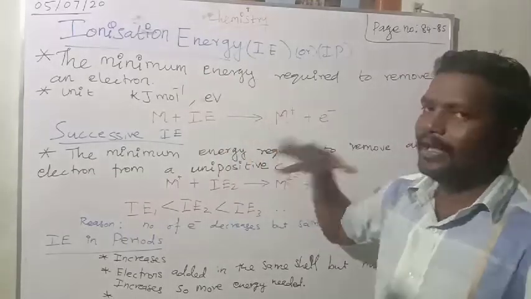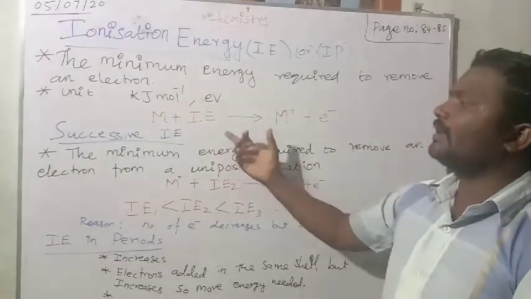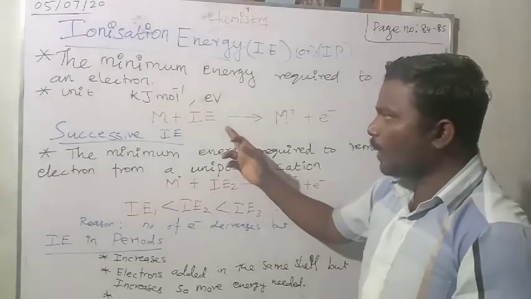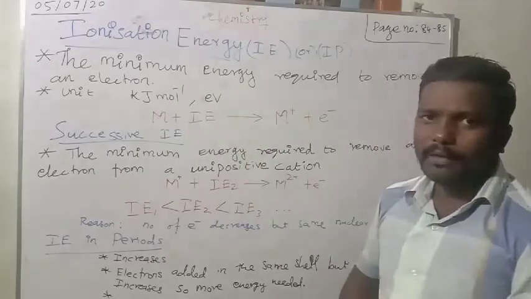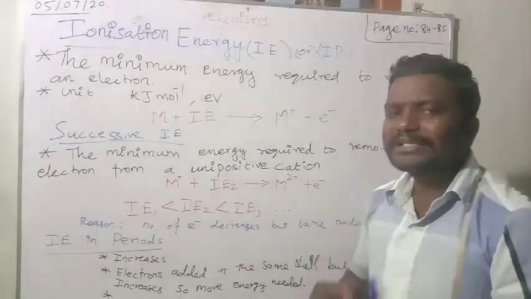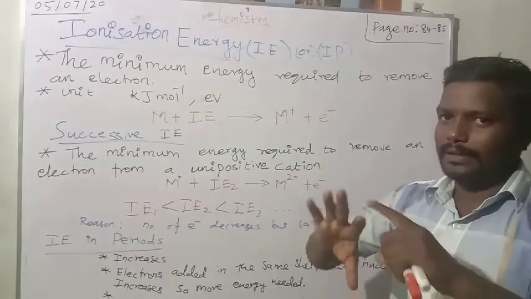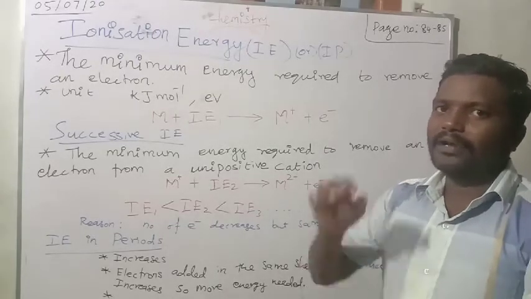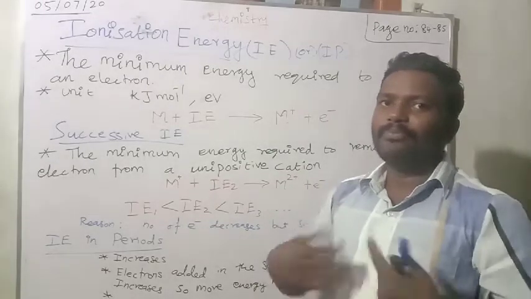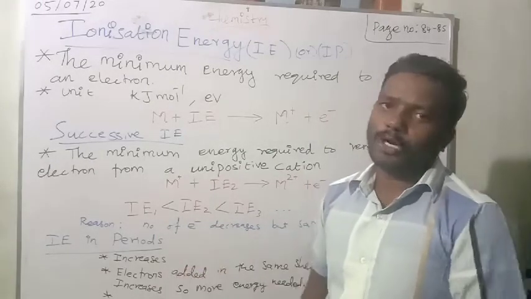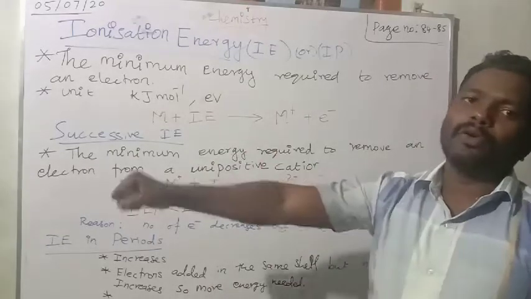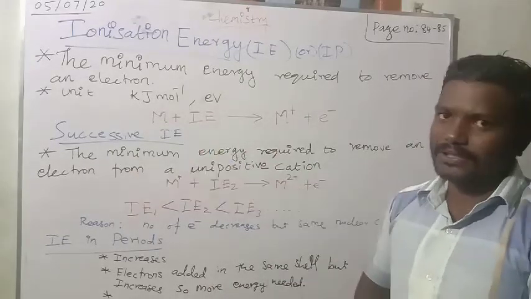Required energy means that the supplied energy is indicated as ionization energy. What does the one indicate? One indicates first ionization energy. What do you mean by first ionization energy? For the ground state element, we are going to remove an electron initially. Previously, it doesn't have any charge, positive or negative. That means the first time we are removing one electron, that is first ionization energy.